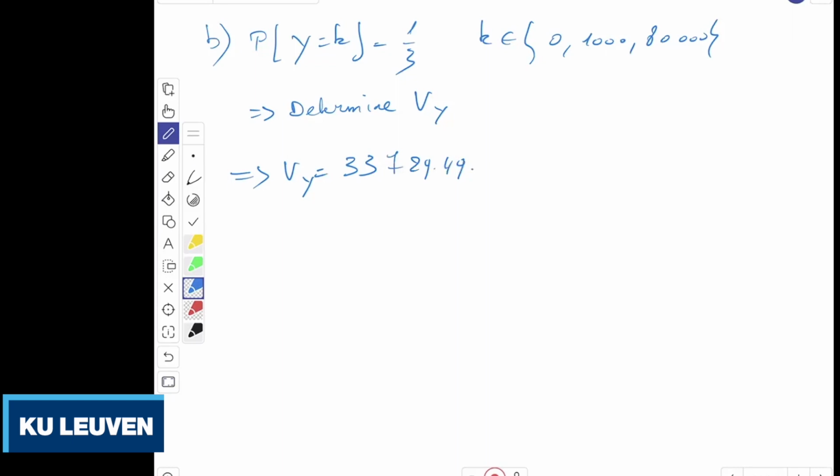And if you want, you can calculate VY divided by V to get an idea of the reduction that you have. You get something that is around 60%. That's correct? No. So it means by reducing your most extreme risk, in this case by 20,000, the value is reduced by 40%. Okay?